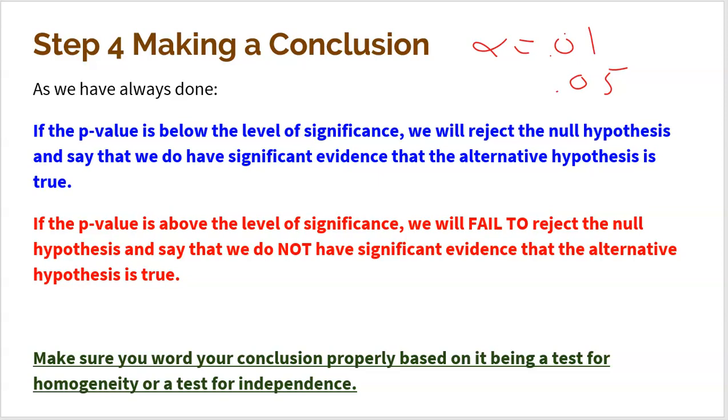So make sure you word your conclusion properly based on it being a test for homogeneity or a test for independence. What I mean by that is, if it's a test for homogeneity, you're talking about, hey, is the distribution different across the population? So make sure that that's part of your answer. Yes, there is evidence that the distribution is different across the populations.